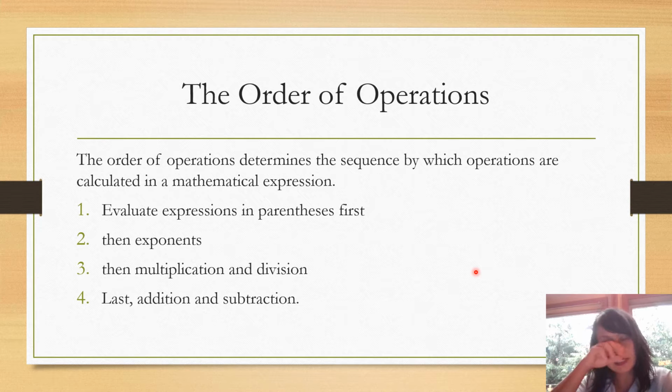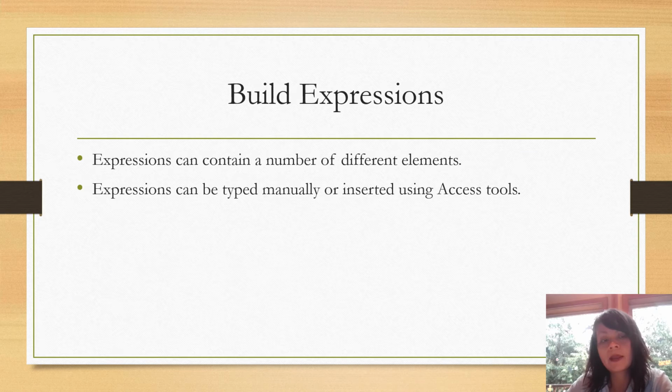Okay, so first let's look at the order of operations. The order of operations determines the sequence by which the operations are calculated in the mathematical expression. So remember that you look at things in the parentheses first. So the parentheses are the brackets. Okay, then the exponents, and then the multiplication, division, and then lastly the addition and subtraction. Okay, I think in Excel we also talked about the order of operations.